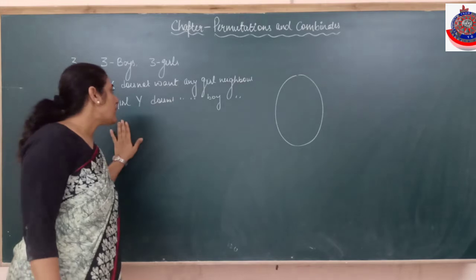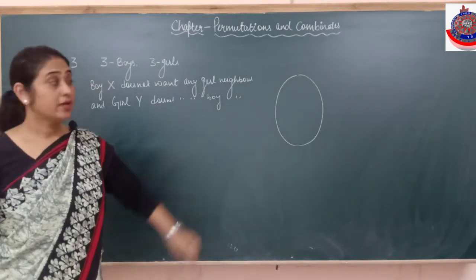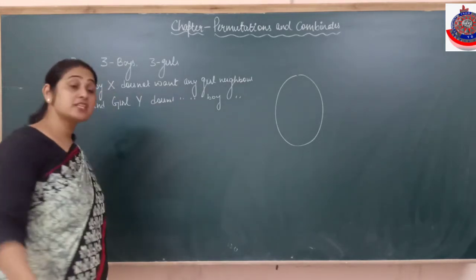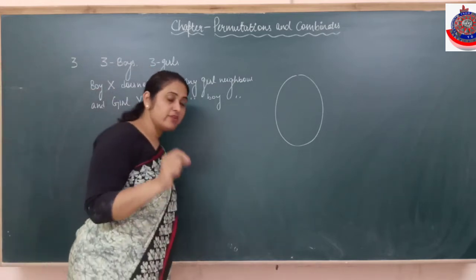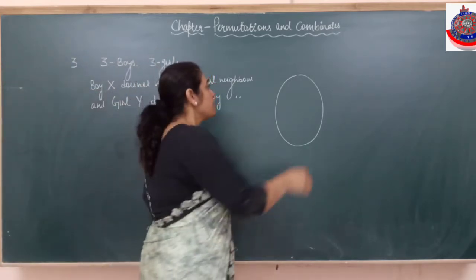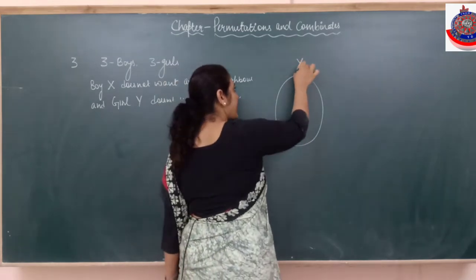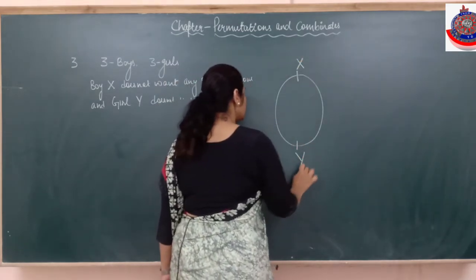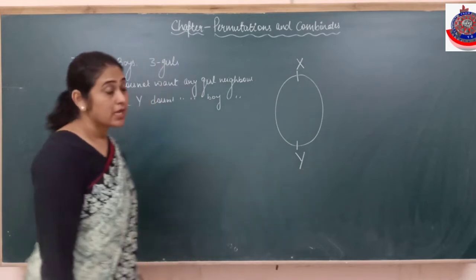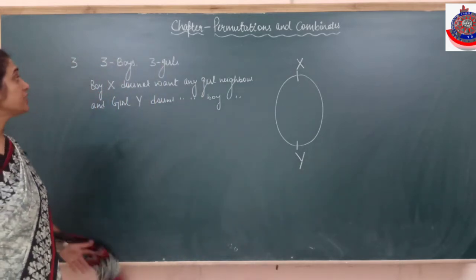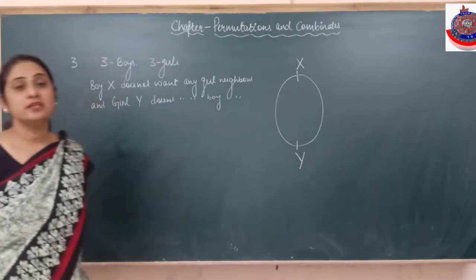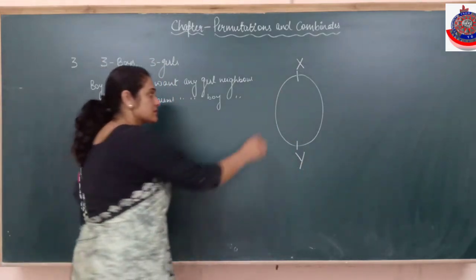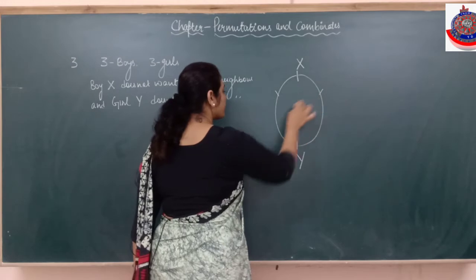And there is a girl Y who does not want any boy neighbor. So the problem is with this boy X and girl Y. Wherever there is a restriction, as I told you earlier, fix their seats. Let boy X be arranged here and girl Y here. Clear? Now there were 3 girls and 3 boys. Out of these, 1 boy is fixed and 1 girl is fixed. There are 6 seats, so 4 seats remain.